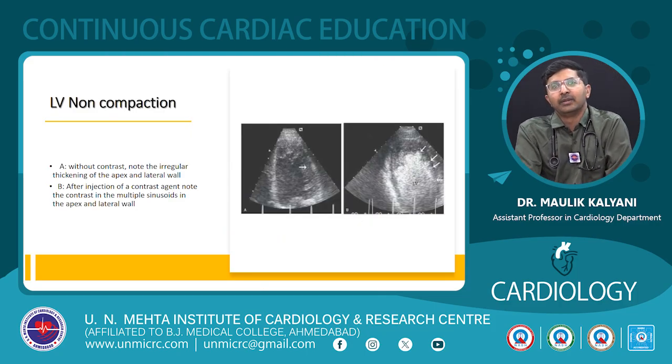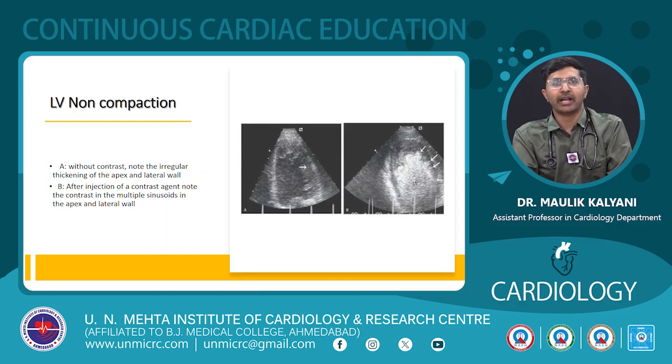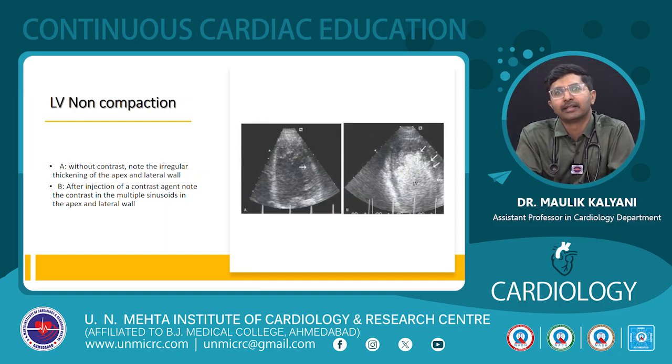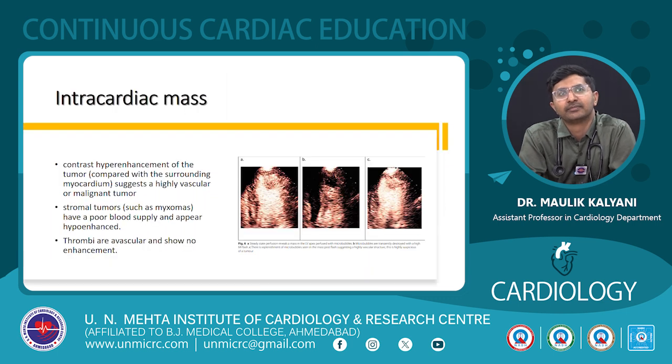On the right side of the image there are multiple irregular thickenings of the apex and also the lateral wall, with some crypts in it. This might be concentric LVH or an artifact. When we inject the contrast, it goes into those crypts, which suggests they are true crypts, and this is a case of LV non-compaction.